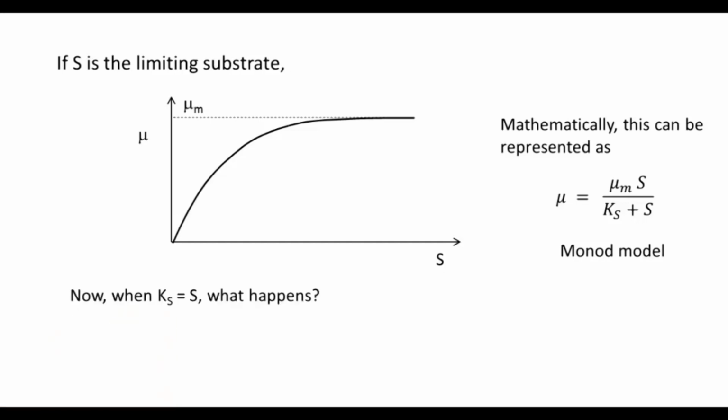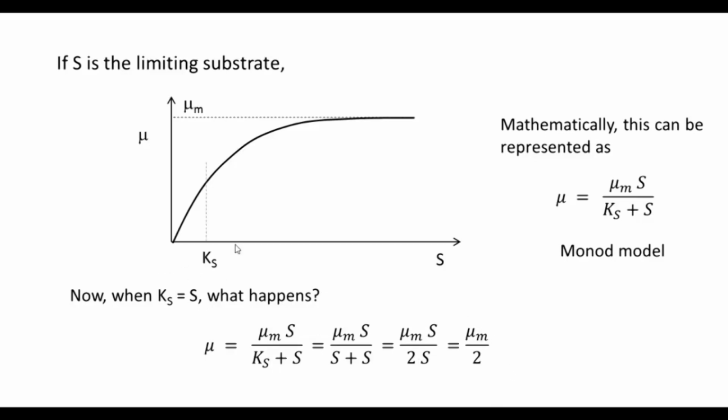Let us look at what happens when Ks equals S. In the Monod model, we substitute S for Ks. Let us see what happens then. So, mu equals mu m S by Ks plus S. This is the Monod model. Replace Ks by S. You have S plus S, 2S, in the denominator. Mu m S by 2S, S gets cancelled out. You get mu m by 2.